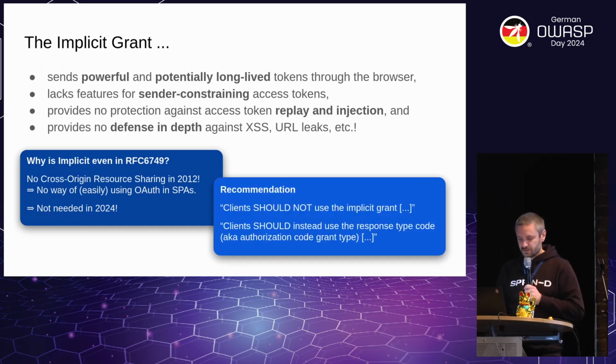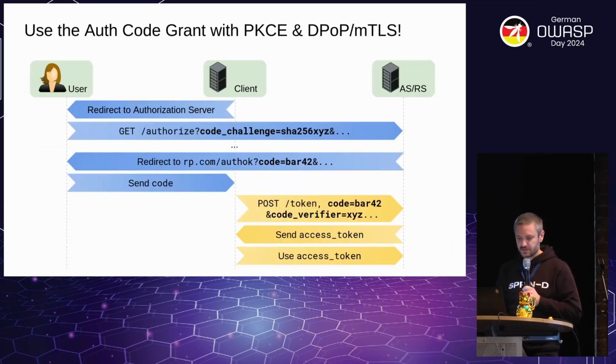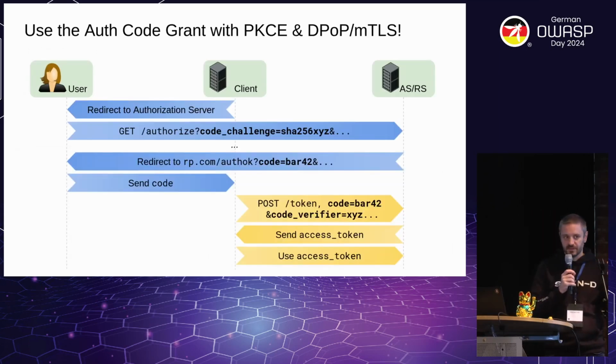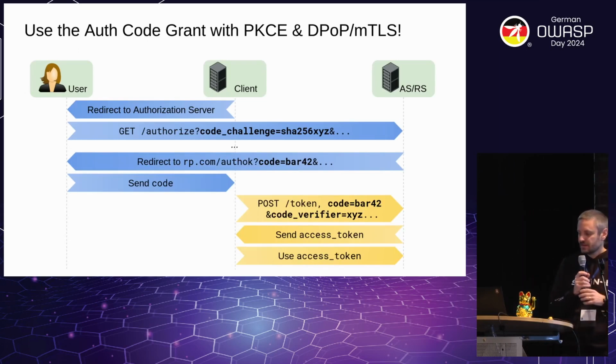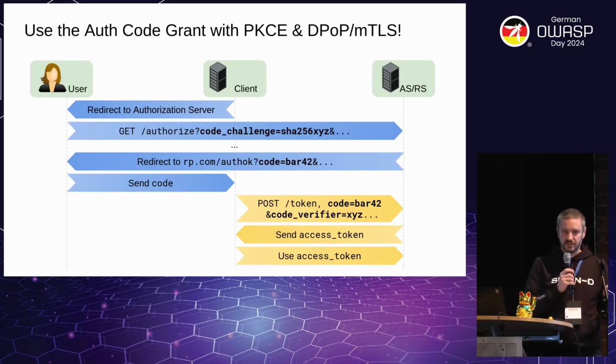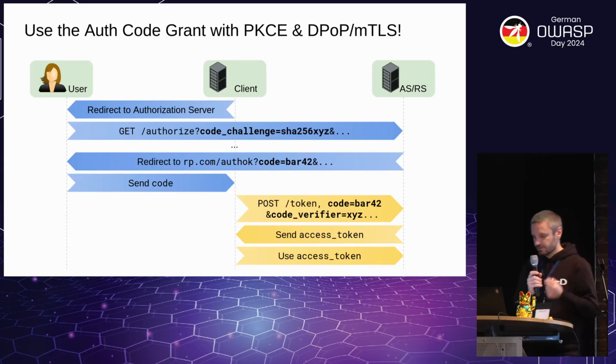So that's the recommendation that we have. Clients should not use the implicit grant and should instead use the authorization code grant. This is this one, which I already explained before, but you should use some add-ons to it. There are two RFCs that help you with that. The one is for PKCE, RFC 7636, and the other one is DPoP or mTLS.